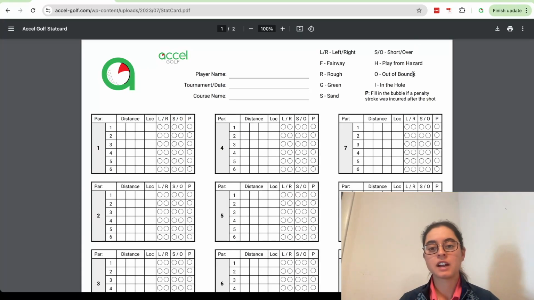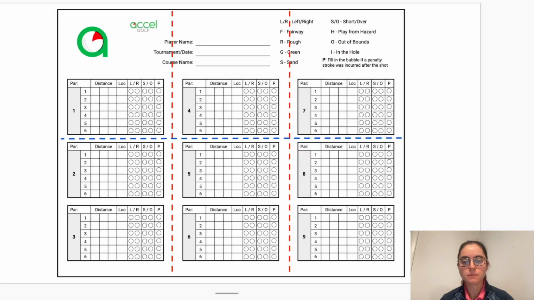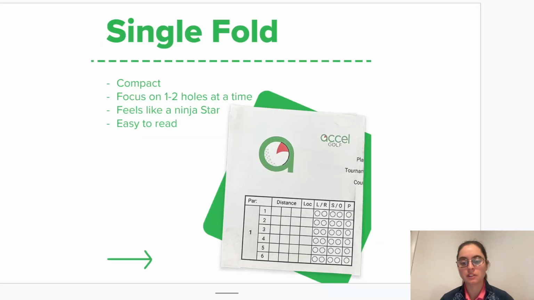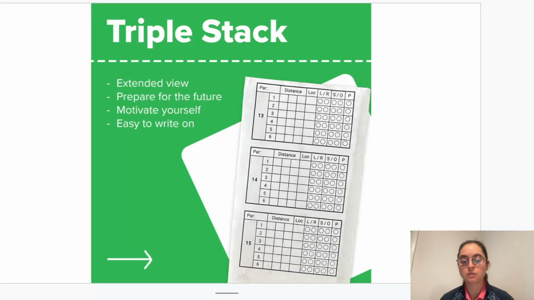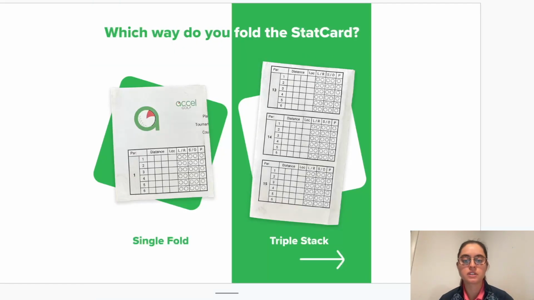After printing the stat card, there are two ways in which you can fold it to neatly store it during your round. The first way to fold is in thirds along the red lines, and then in half along the blue line. That produces something that looks like this. The second way to fold is again in thirds vertically, and then at the top of the tables horizontally. This lets you look at 3 holes at once. Both work for scanning, so the choice is yours.